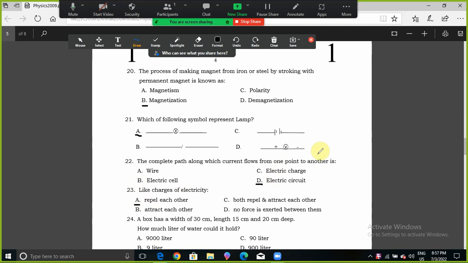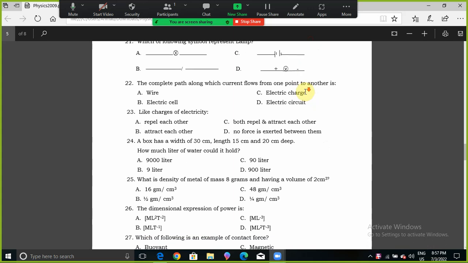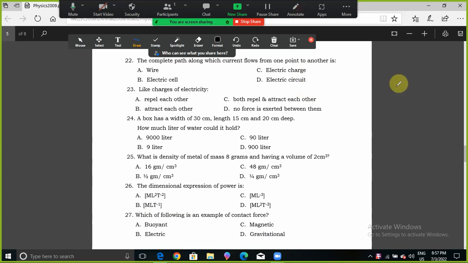Okay, in question number 24, which says a box has a width of 30 centimeters, a length of 15 centimeters and 20 centimeters deep. How many liters of water could it hold? Now what do we have in width? In width we have 30 centimeters, right? Okay, 30 centimeters. And what do we have in length?